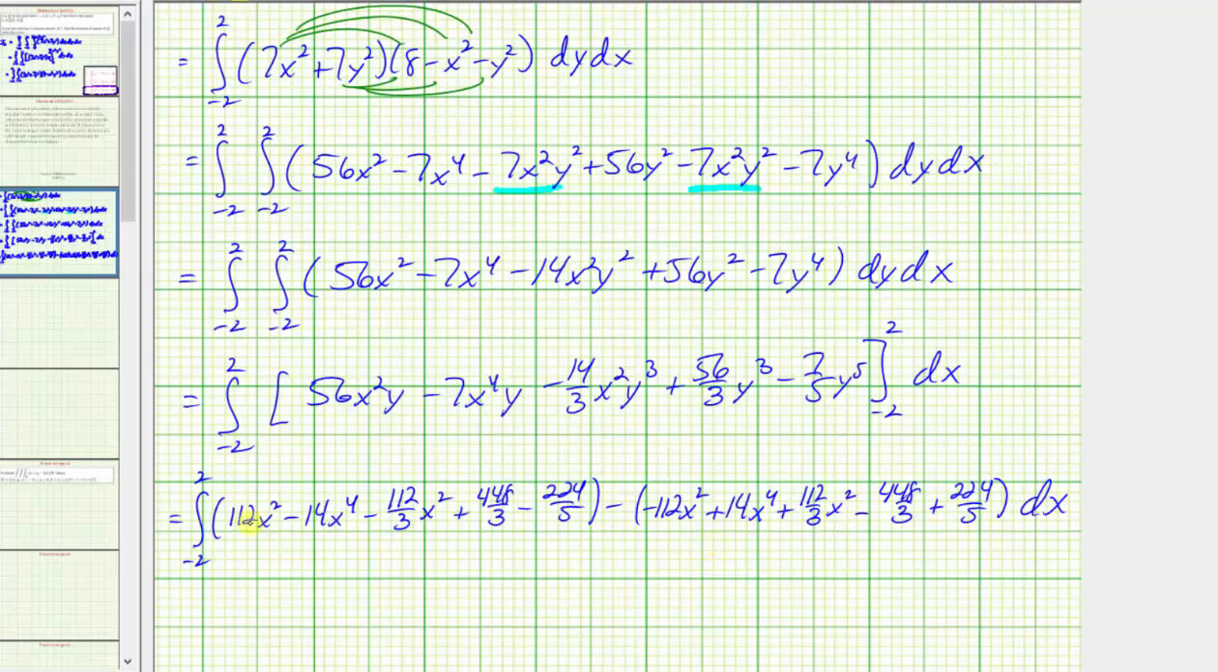And now we need to combine like terms. We have 4 x squared terms, 2 x to the fourth terms, and 4 constants. So this simplifies to the integral from negative 2 to 2 of 448 thirds x squared minus 28x to the fourth plus 3,136 fifteenths. And now we integrate with respect to x.